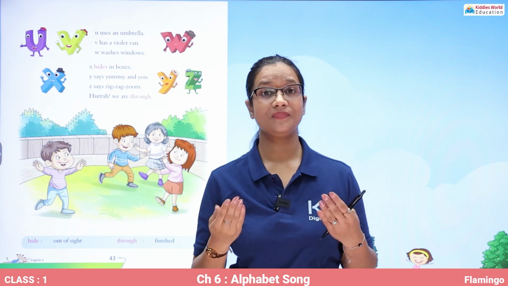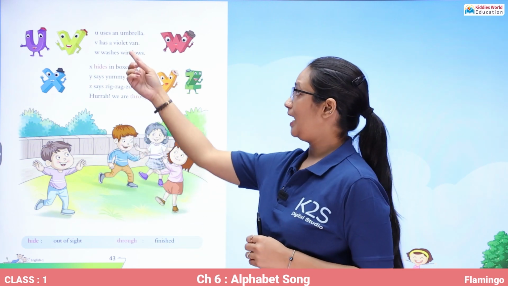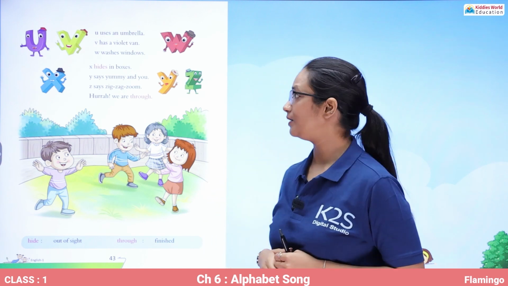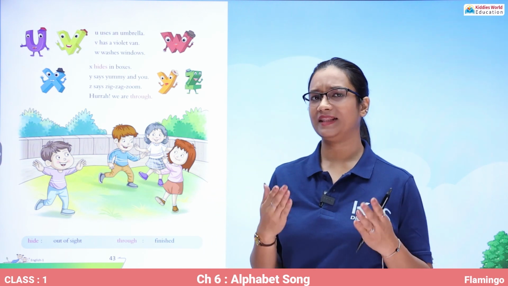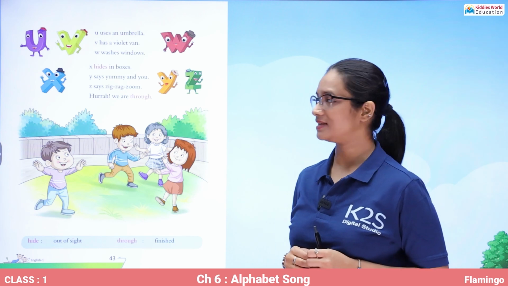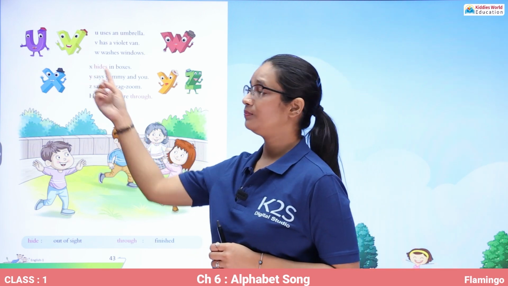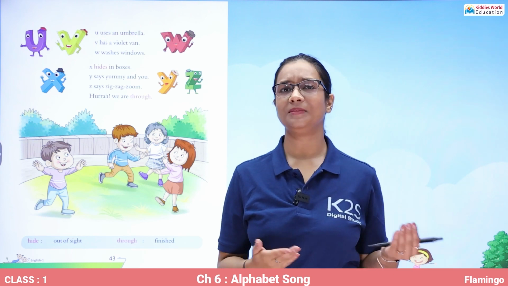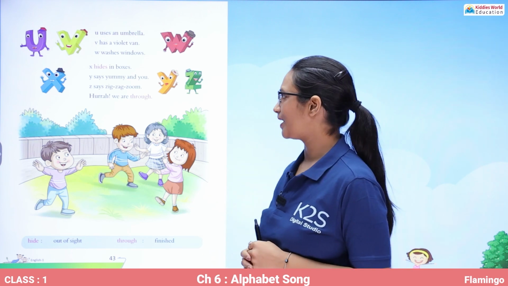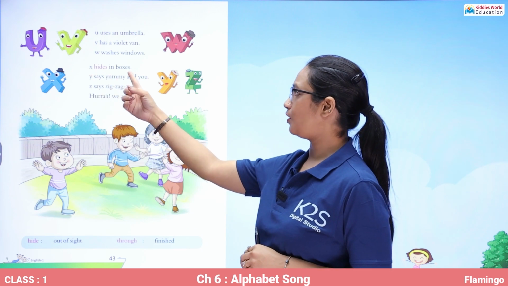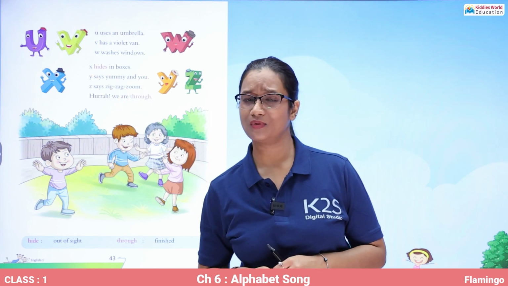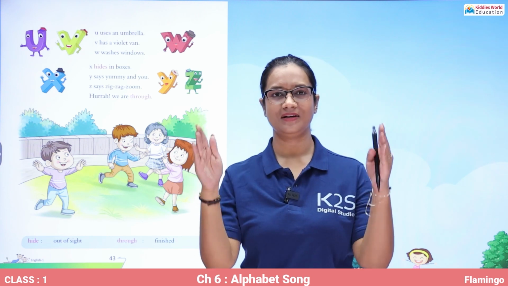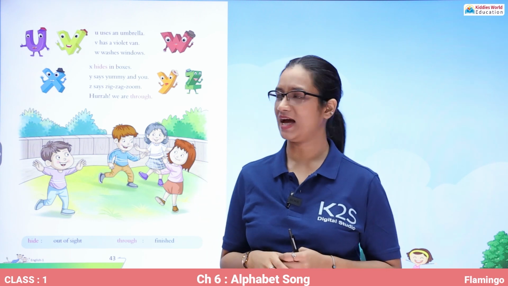U is actually using an umbrella and V is actually using a violet van. Violet is a color and that is the van which V has. So, W washes the windows. The windows which are there, W is just washing them. And X hides in boxes. So what is X doing? It is hiding in the boxes. Boxes are the carton boxes that we have.